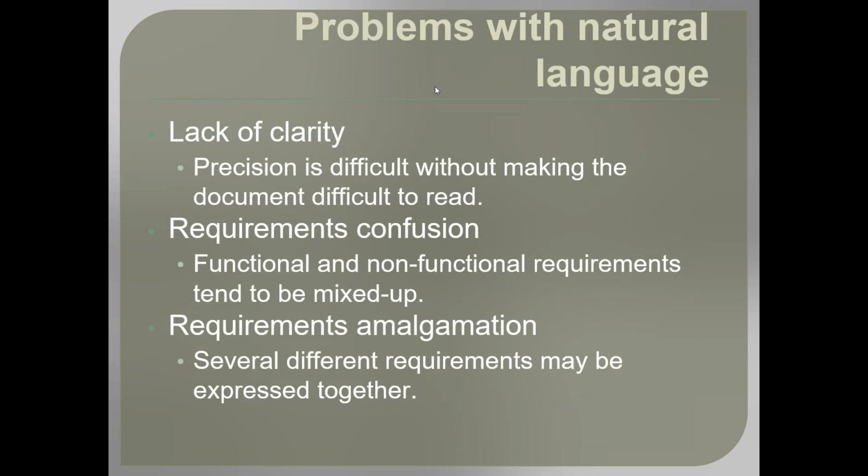Even though we're using natural language, there are problems with it. As I said before, graphics work, mathematical notations work. And the reason why they work is because they're not ambiguous. They're straightforward, they're clear. Natural language, the way we speak, can sometimes be not too clear. What I will say and intend to mean a particular way, you may hear and interpret another way. So the problem with natural language is that precision is difficult without making the document difficult to read.